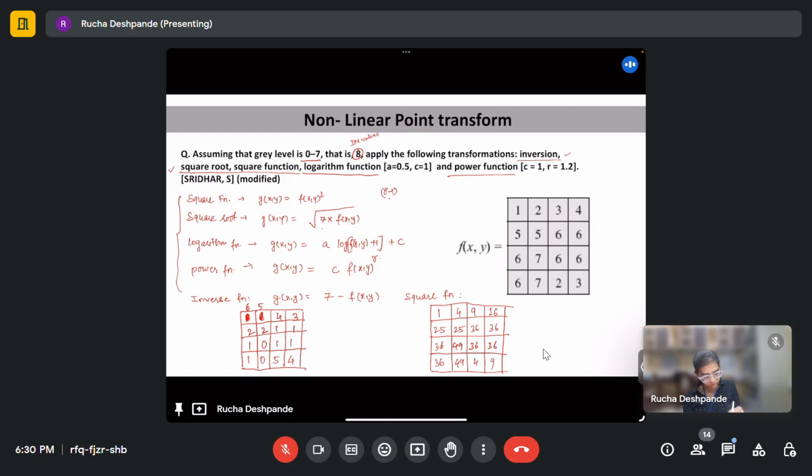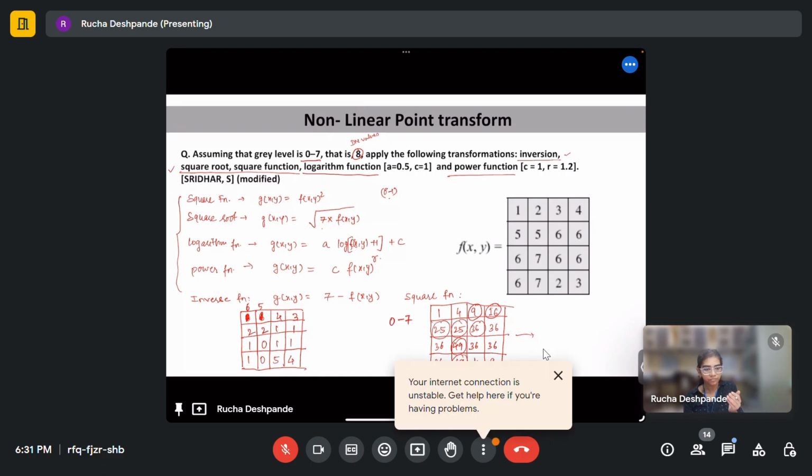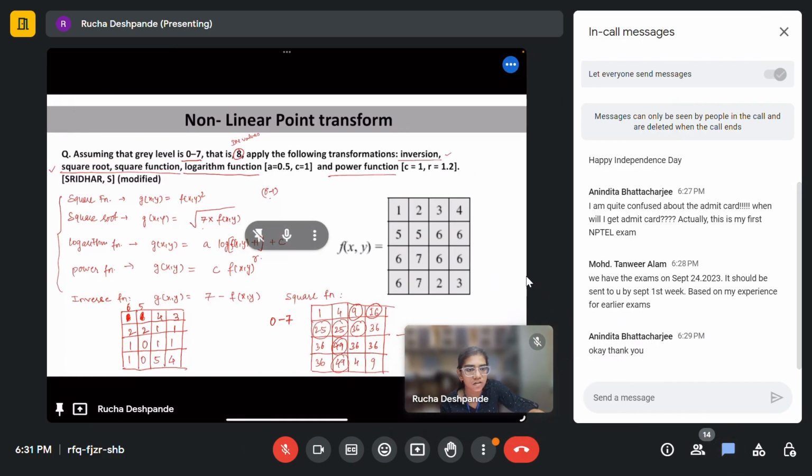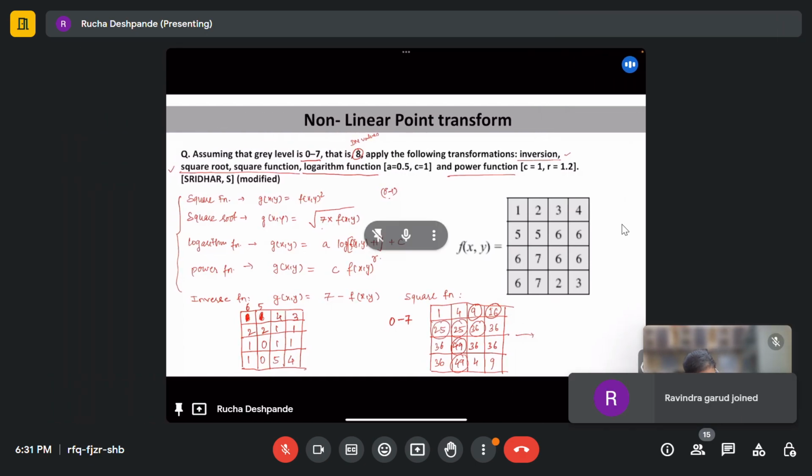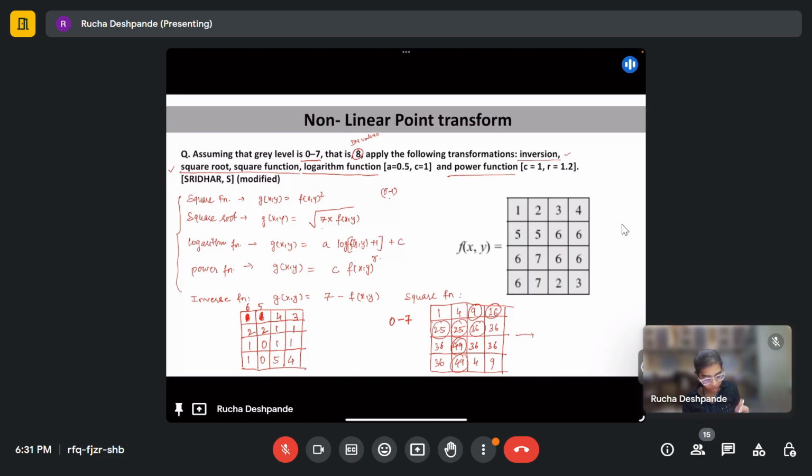4, 9. So in this image, we see that all these values, 9, 16, 25, 36, 49, are more than 7, right? And the range that we have is only 0 to 7. So all of these values which are above 7 will be stored as 7 only. So this image will look like this.